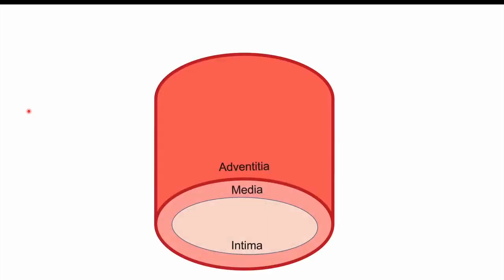So now let's take a brief look at the pathogenesis behind this condition. If we were to actually look at a blood vessel and we were to actually look at the different layers of a blood vessel, the outside would be the adventitia, and we've got the media layer and the intima.